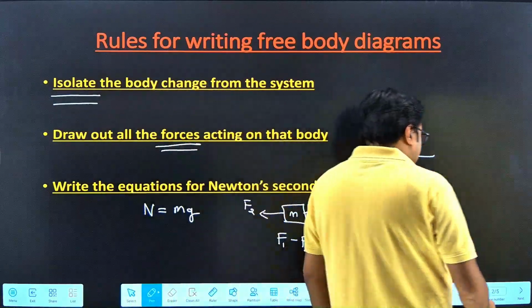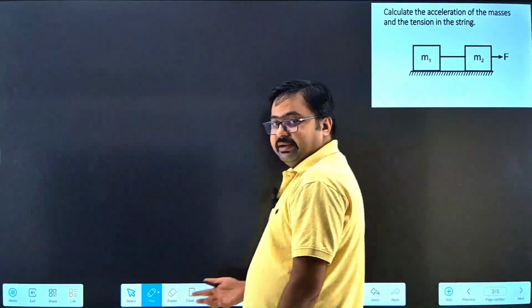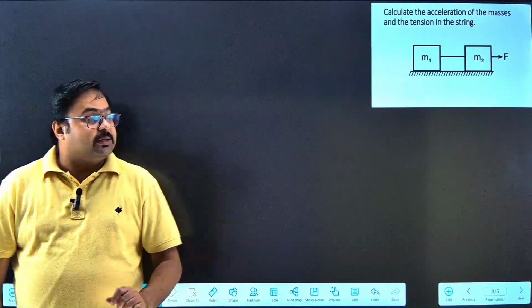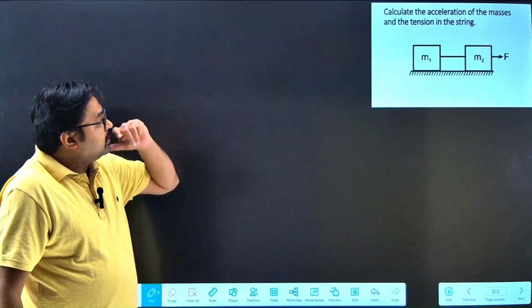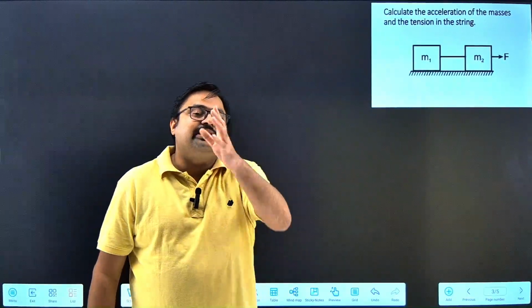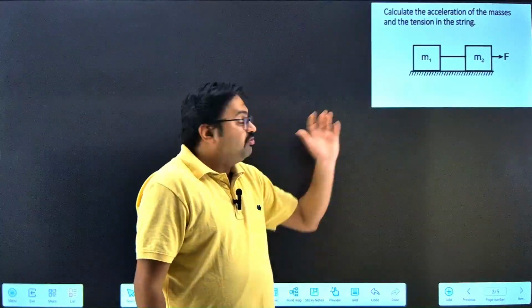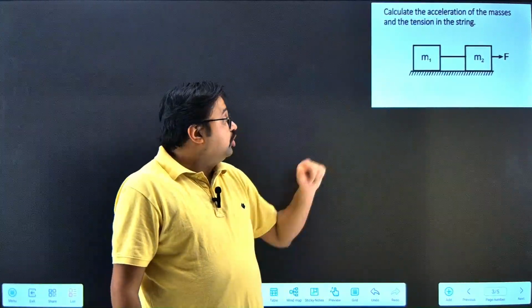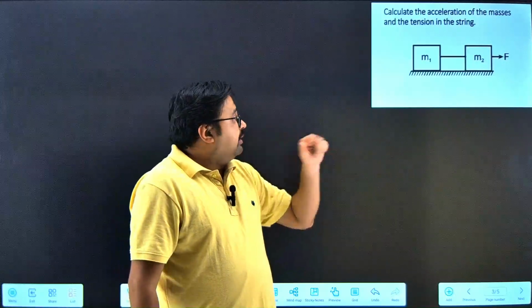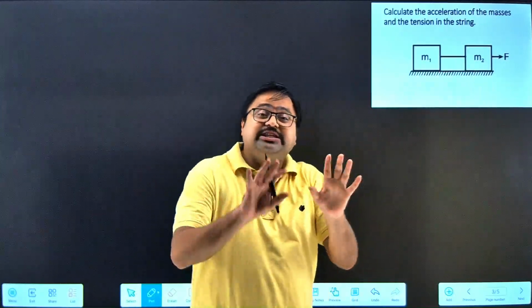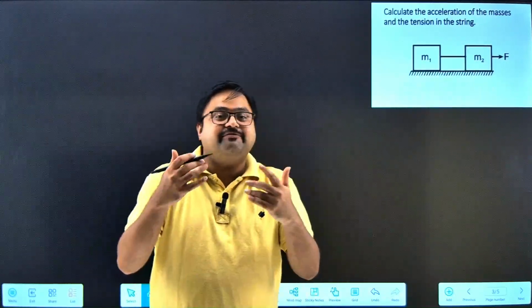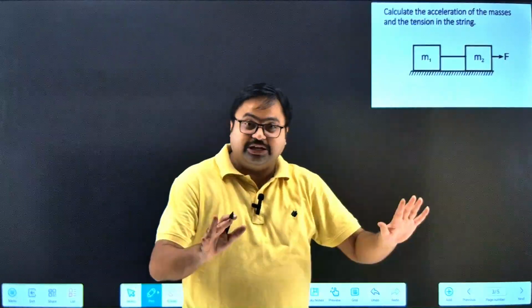So let's look at a real numerical now on Newton's laws of motion. So here I have a situation. There are certain number of things that I want to tell you before I begin with the solution of this problem. Number one, the floor on which these masses sit is very, very smooth. So there is no friction out there, number one.